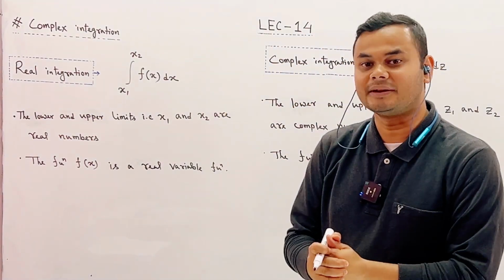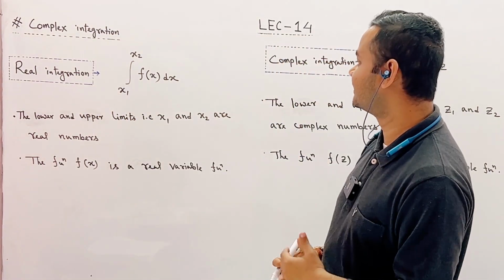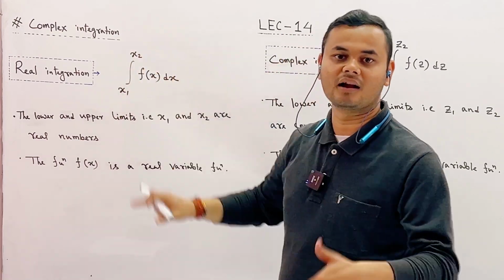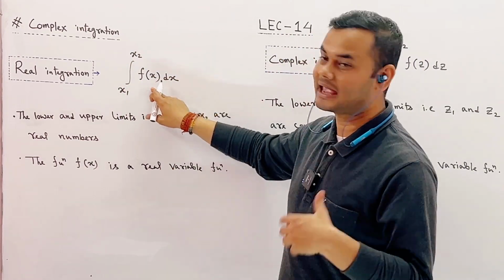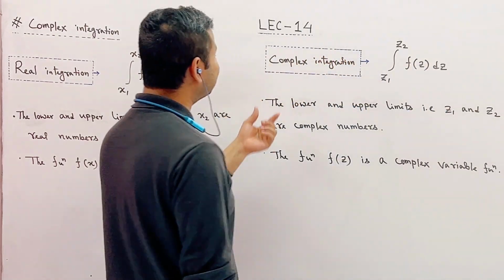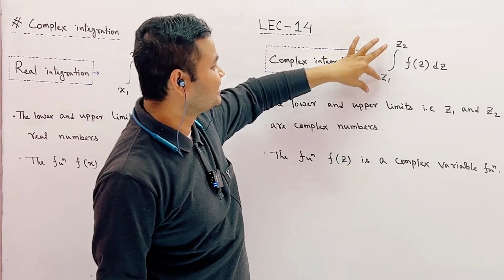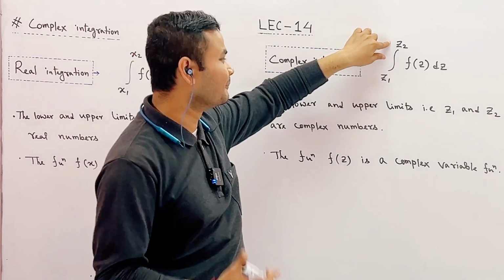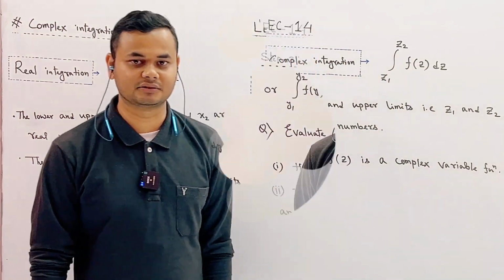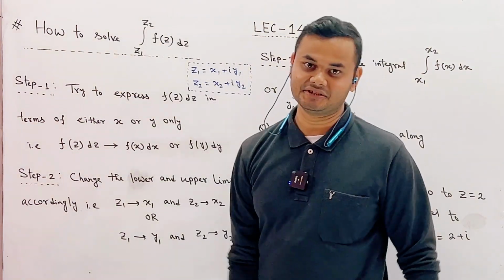Students, in our high school mathematics we had learned the real integration, and in case of real integration the lower and upper limits, that means x1 and x2, are real numbers and the function f of x is the real variable function. On the other hand, in case of complex integration, the lower and upper limits, that means z1 and z2, are complex numbers and the function f of z is the complex variable function. Okay? Next, let us learn how to solve a complex integration.